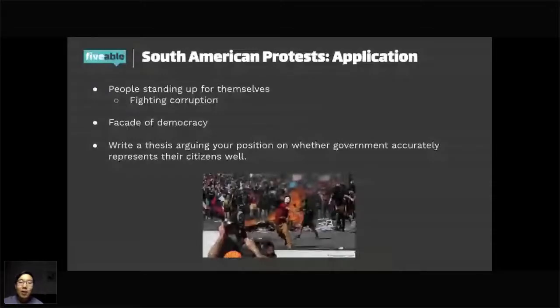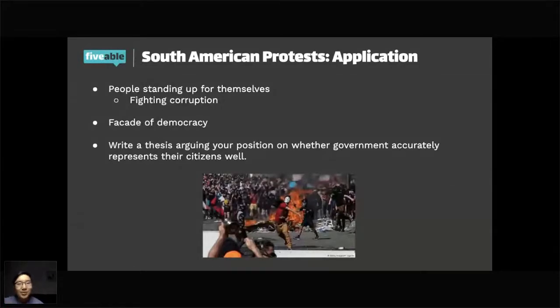So there's a lot of application to these protests. It's a really big example of democracy: people standing up for themselves and fighting corruption. It's all about that principle that comes from Enlightenment thinking, that when a government becomes tyrannical, you overthrow it. If you are in APUSH, which many of you I think should be, because I took AP English Language as a junior.